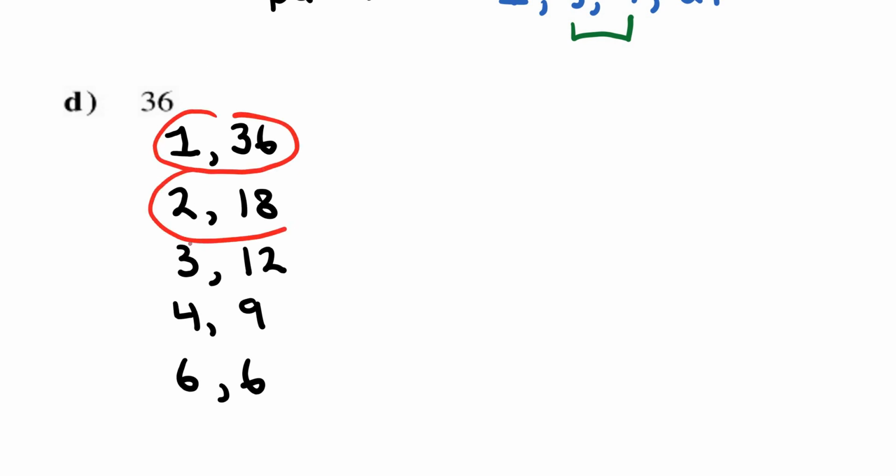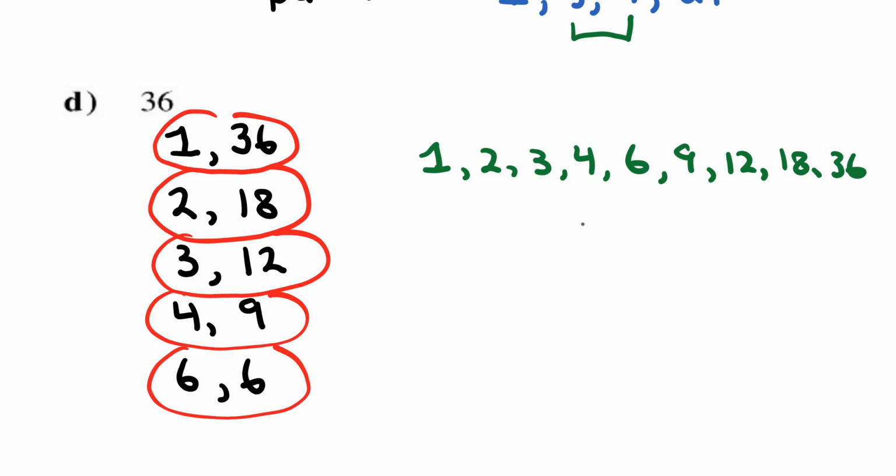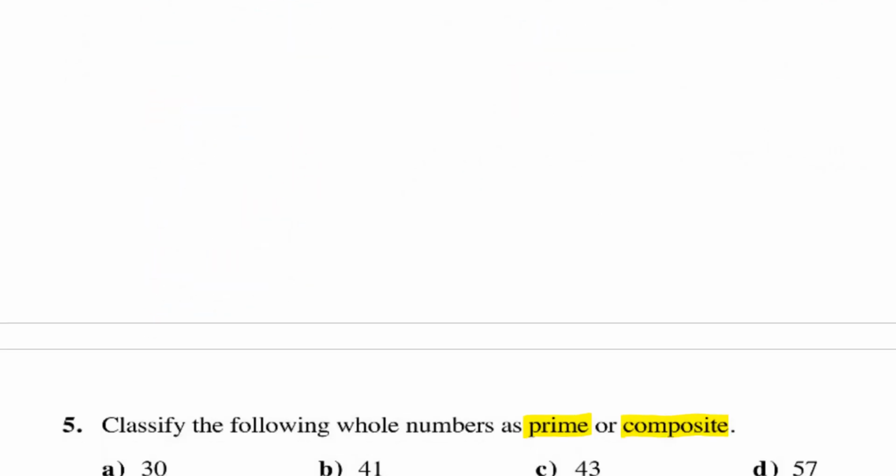That's a pair, that's a pair, that's a pair, that's a pair, that's a pair. If I want to write out the factors, I would write them out one by one: 1, 2, 3, 4, 6, then 9, then 12, then 18, and 36. These are all the factors right here, and these are all the pairs. I think we're aware of doing this kind of work; we're just introducing the vocabulary here, factors and factor pairs. Let's move on to the next homework question.